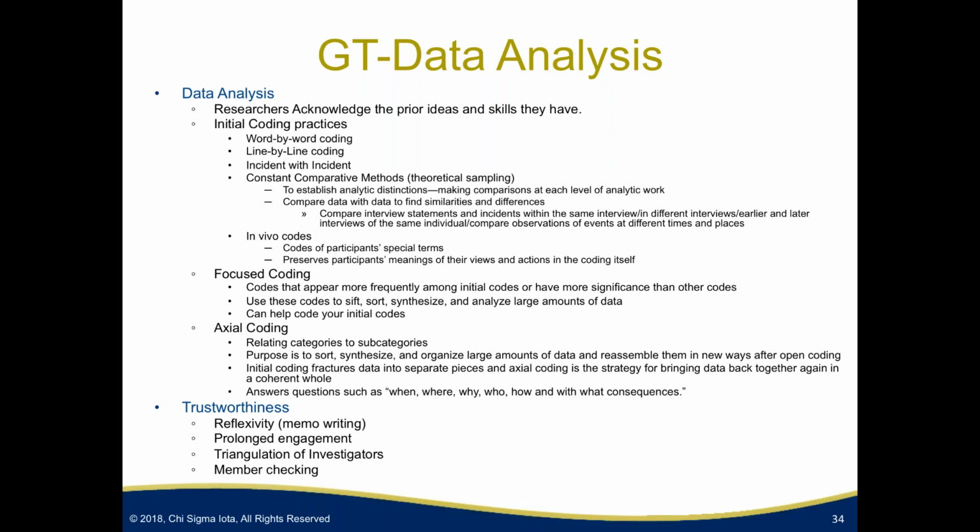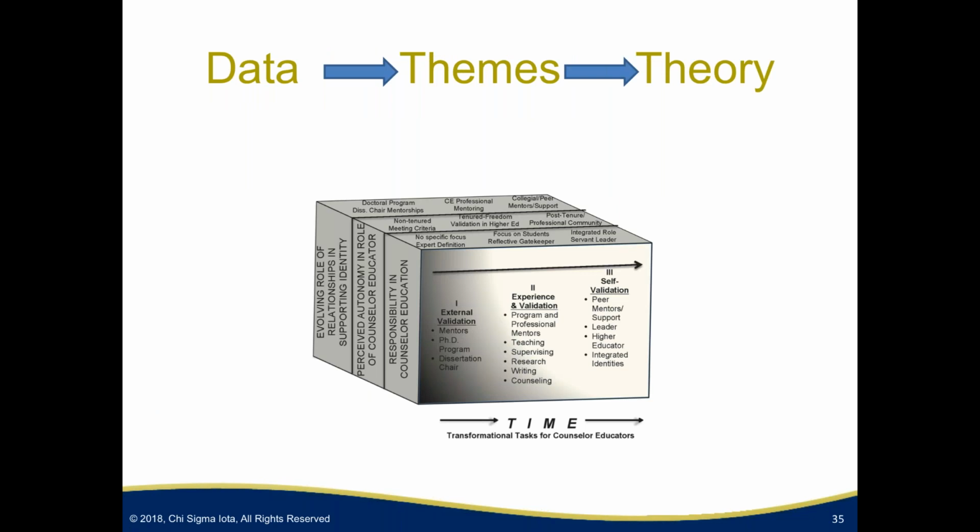And we get to axial coding. This is where we are relating the categories to subcategories of information. And that leads us to looking at the process of how these codes and these categories work together with each other, and that is the theory. I'm not going to go over trustworthiness again, but just remember those are things that we use.